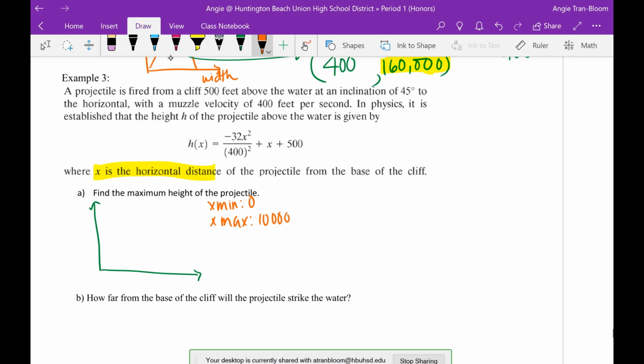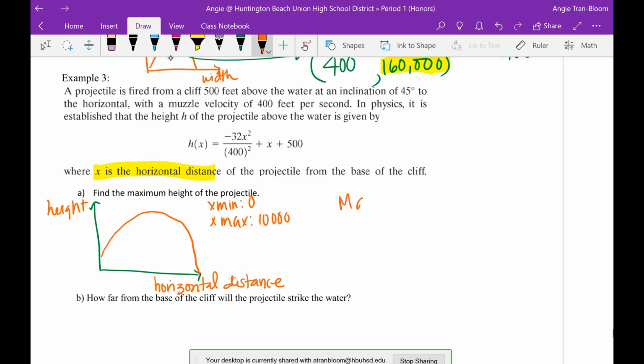All right. What should we label the x-axis in here? Horizontal distance. Sounds good. What should we label the y? The height? Do we start at 0, 0? Nope. 500, right? Something like that. Is this going to eventually hit the ground at some point? Yeah. Okay. So find the maximum height of this.